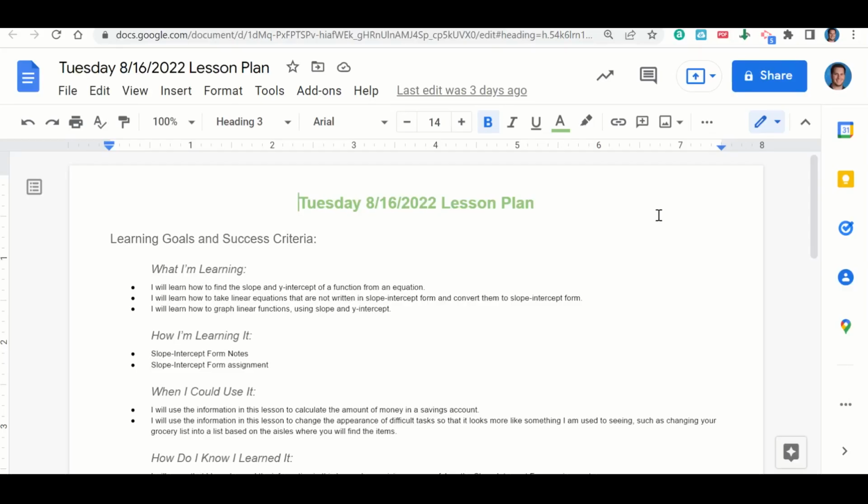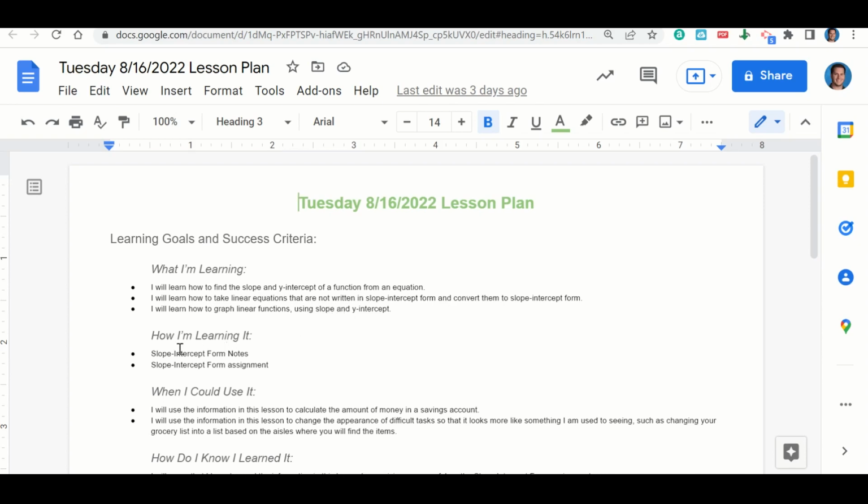Welcome everyone. Let's begin our lesson for today by going over our learning goals and success criteria. First, what are we learning? We're learning how to find the slope and y-intercept of a function from an equation. We're learning how to take linear equations that are not written in slope-intercept form and convert them to slope-intercept form. And we're learning how to graph linear functions using slope and y-intercept.